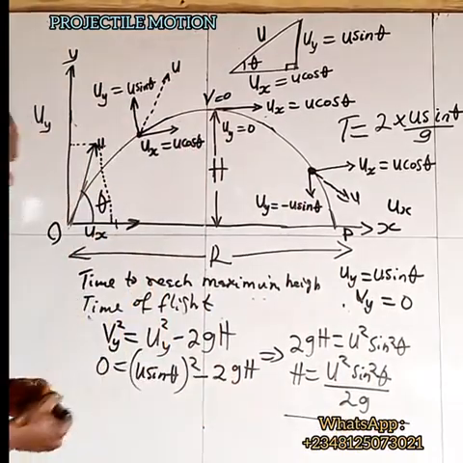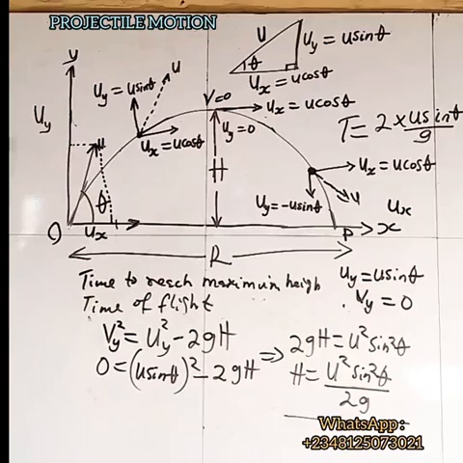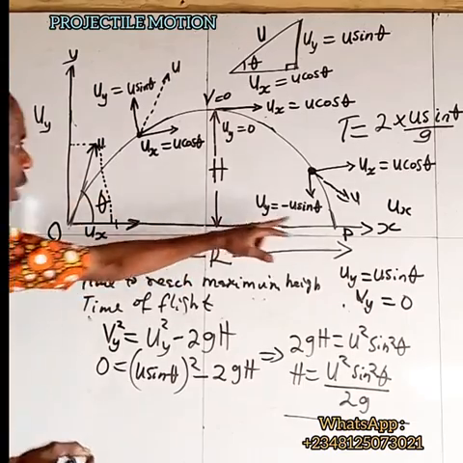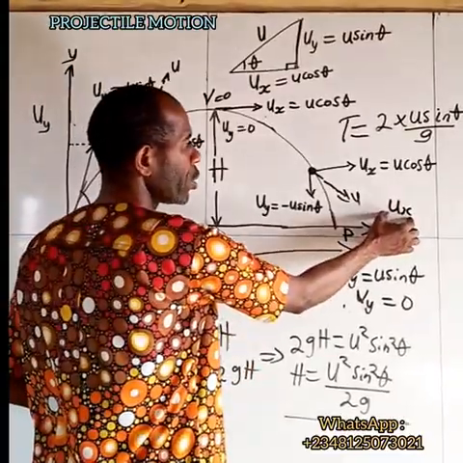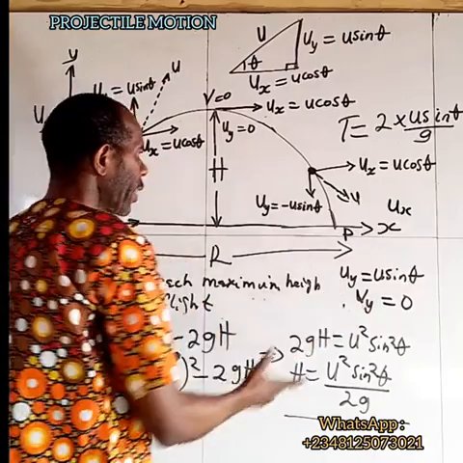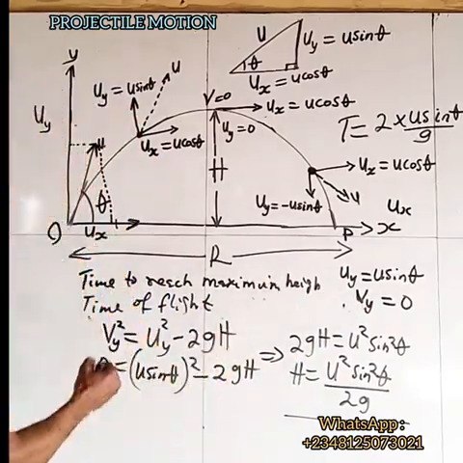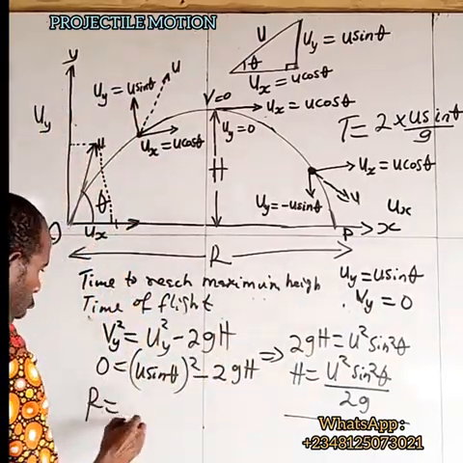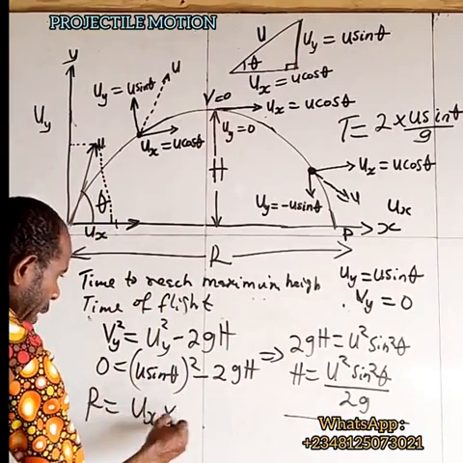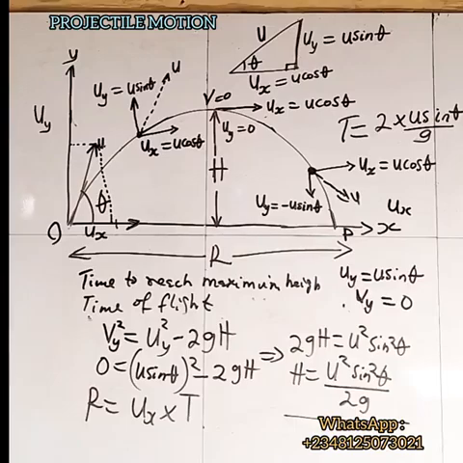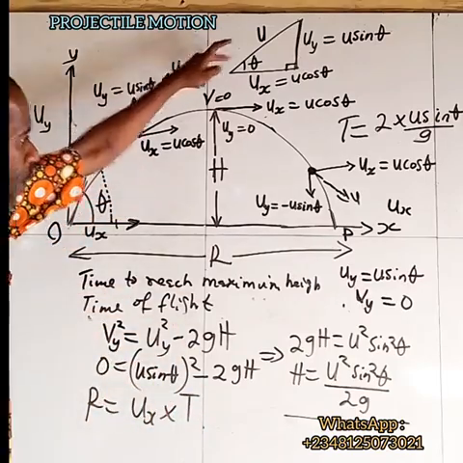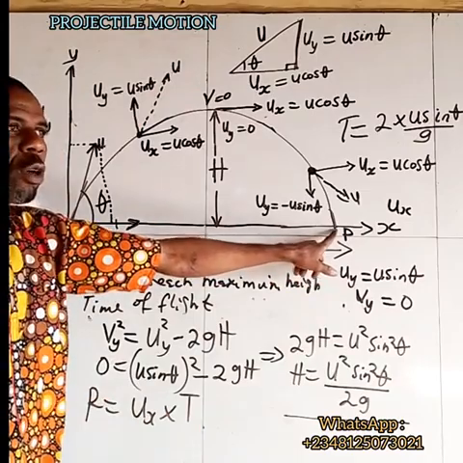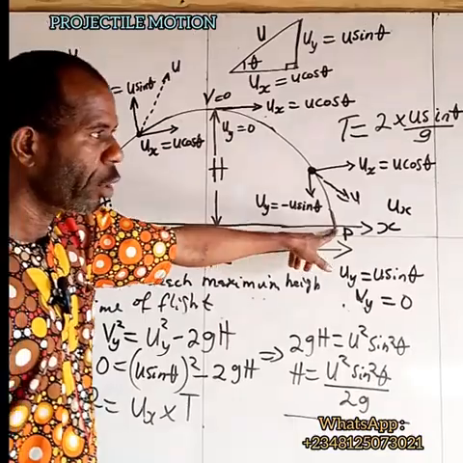Now let us look at the next one, which is the range. Now remember, at this point, there is no vertical component of the velocity anymore. We only have the horizontal velocity. At that point, the range is equal to ux multiplying the time of flight. That is the time it takes to get to this level and also come down. This is the point of the final landing of the object.